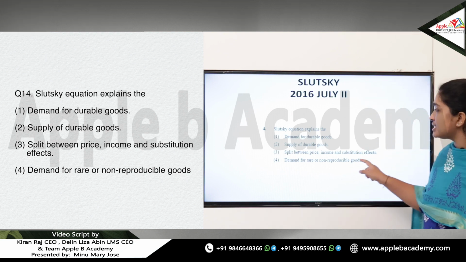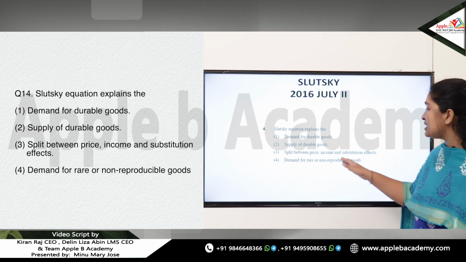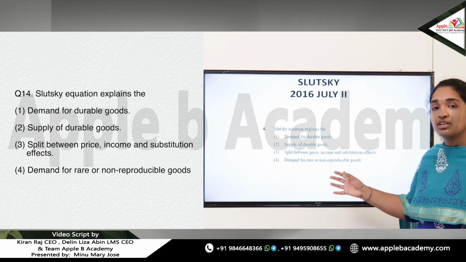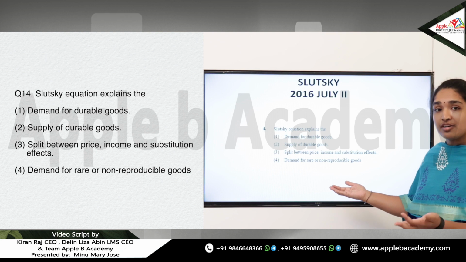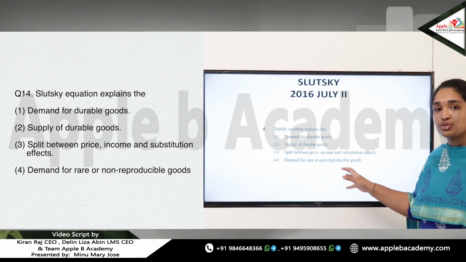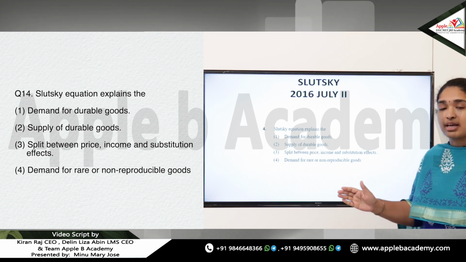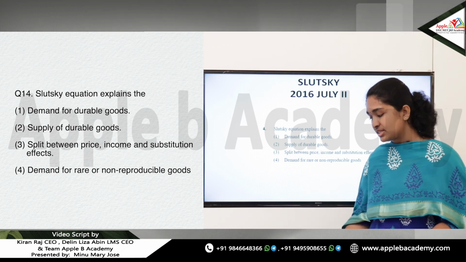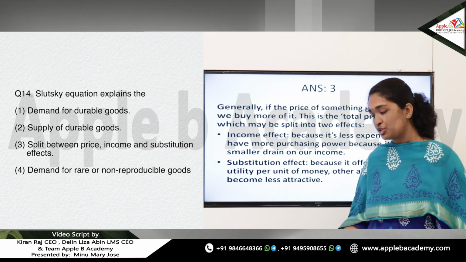That means Slutsky's equation gives us a split between the price, income and substitution effect. That is, he splits this total price effect, the total change in a consumer's behavior towards a price rise or a price fall, into income and substitution effect. So Slutsky's substitution theory or preference theory gives us the idea that he decomposes the price effect into two, the income and the substitution effect. So the answer for this question is option 3, the split between the income and the substitution effect.